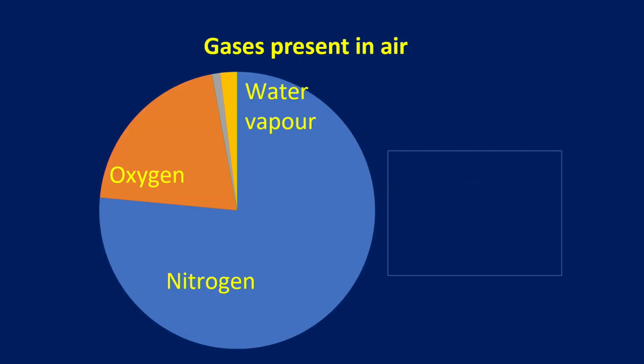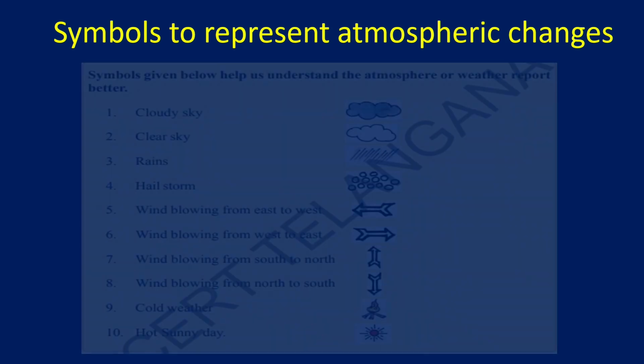Now there are several gases present in the atmosphere. Out of them, nitrogen is higher on the surface of the earth. It is almost 78.9 percent. And next oxygen, it is almost 20.8 percent, followed by water vapor, followed by carbon dioxide and argon, neon, krypton like gases.